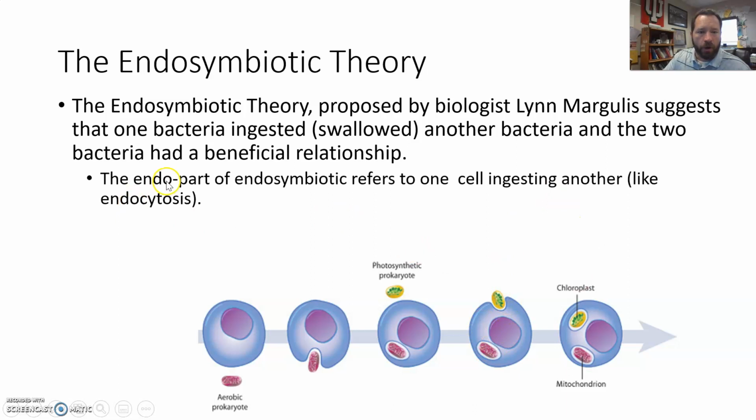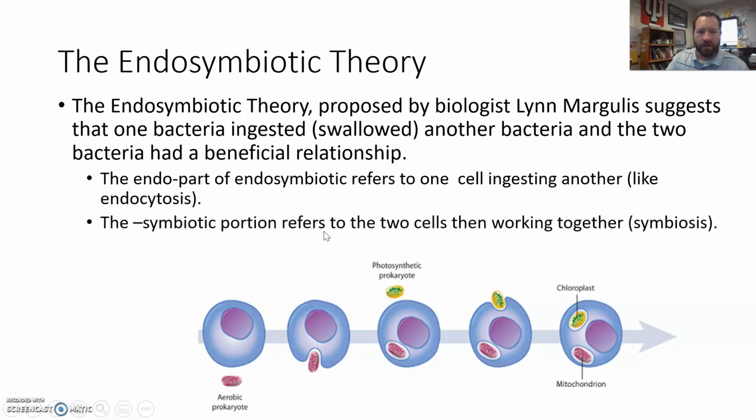So the endo part of the endosymbiotic theory refers to one cell ingesting another one. You guys remember this term from last chapter? Endocytosis. So that's the endo part of the endosymbiotic theory. Then the symbiotic part refers to the two cells then working together. That's what we know as symbiosis. Both cells benefited from this relationship, so it's the endosymbiotic relationship.